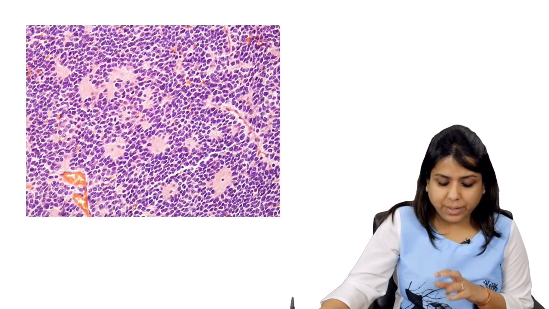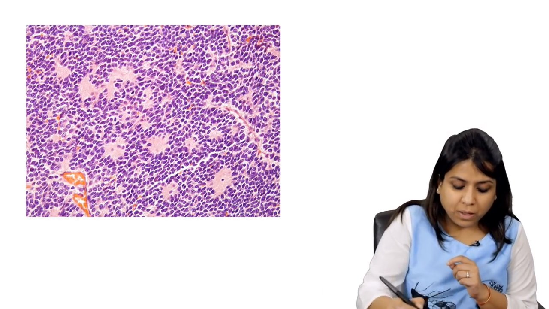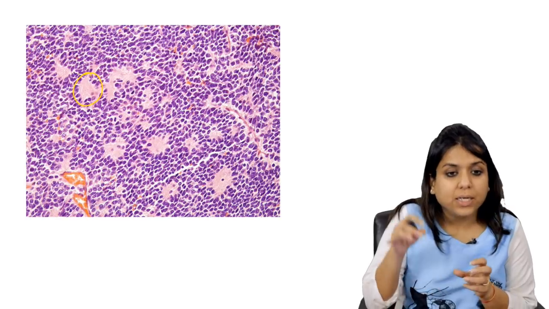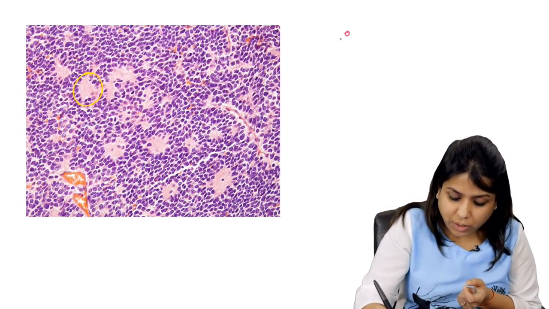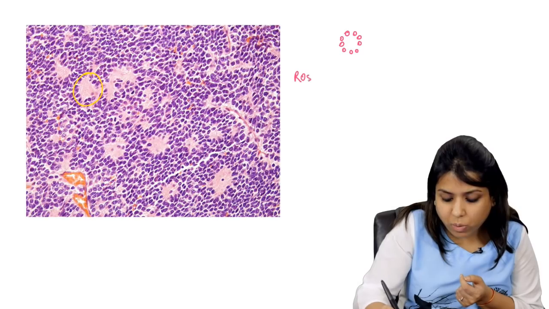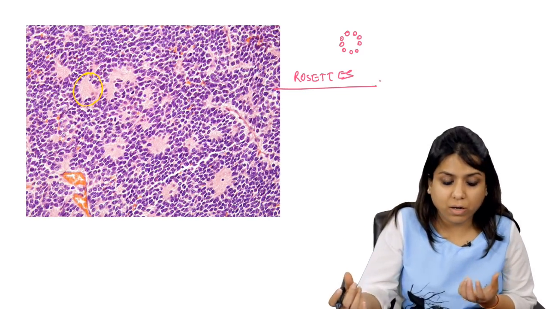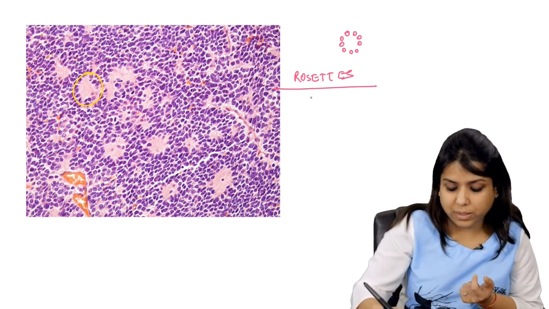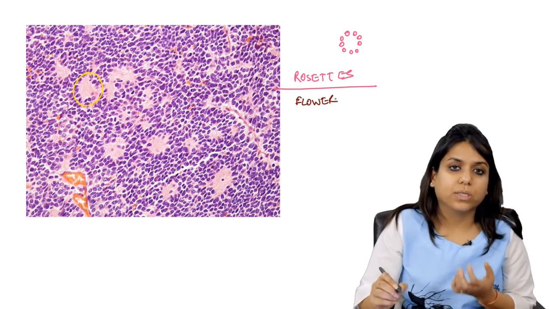This is a slide showing a beautiful thing which you should know, examiner's favorite. These things which you can see, cells arranged around a central space. All of you can appreciate, there is a central empty space and cells are arranged around that. These are called rosettes, because they look like a rose or a flower, right?